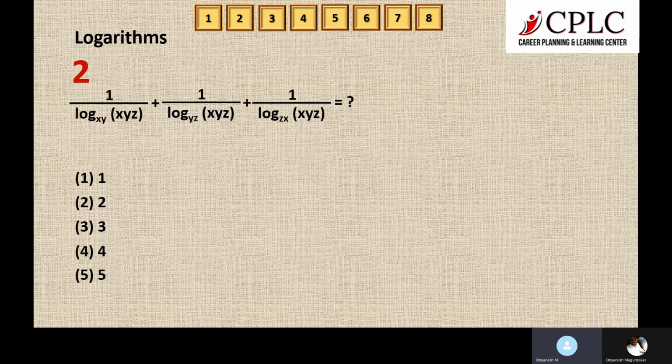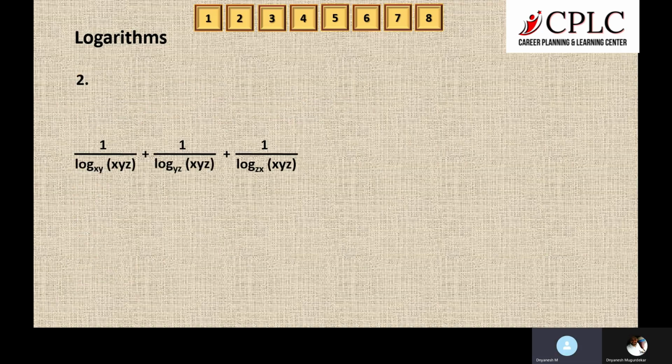The second one: 1 upon log xyz to the base xy plus 1 upon log xyz to the base yz plus 1 upon log xyz to the base zx. Use change of base and you will be done with this question in no time at all. When you apply change of base, you will get log xyz upon log xy in the denominator, log xyz upon log yz in the second term, and log xyz upon log zx in the third term.